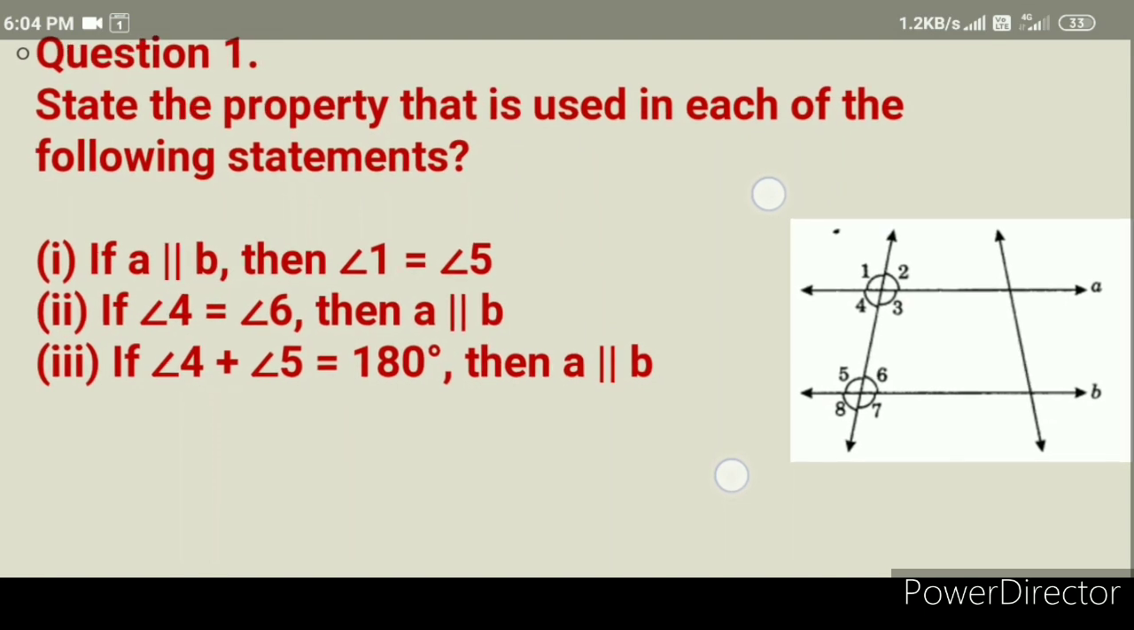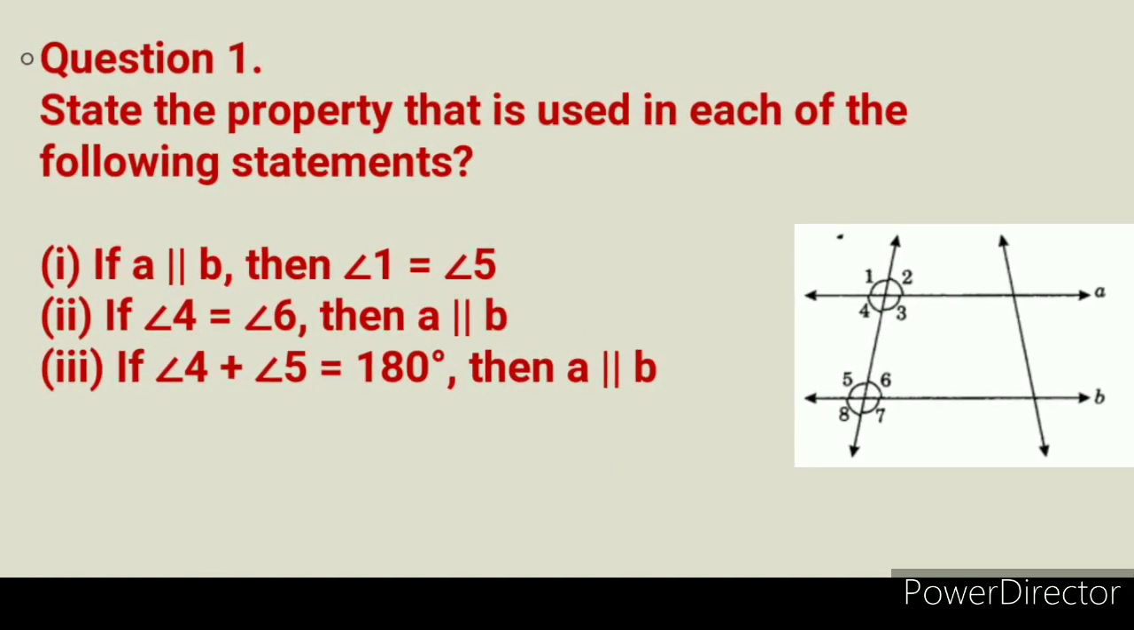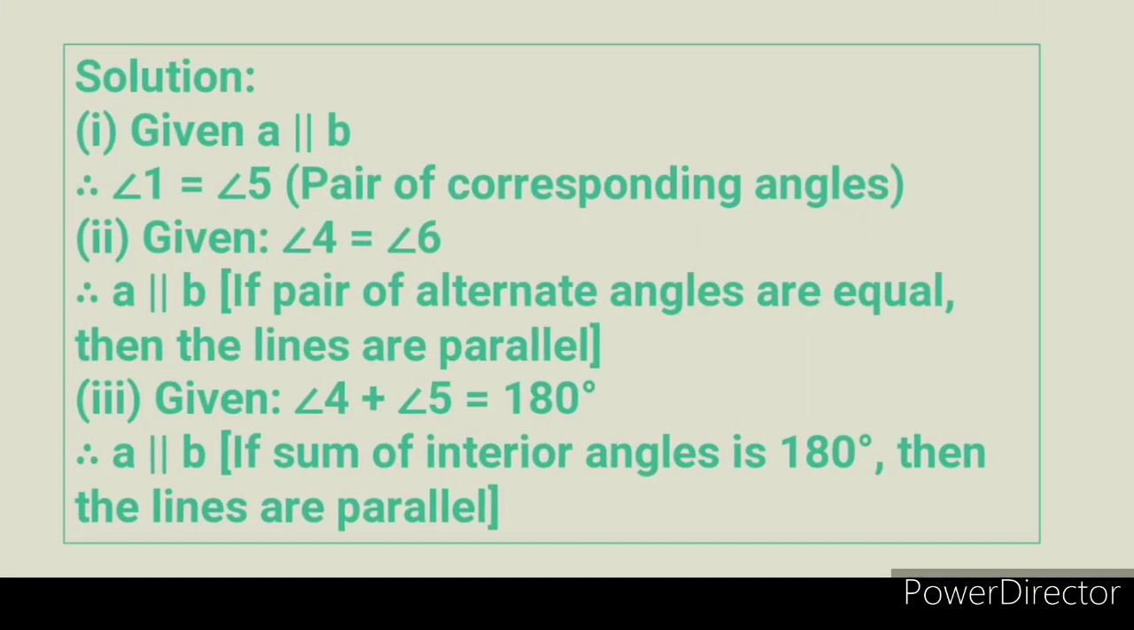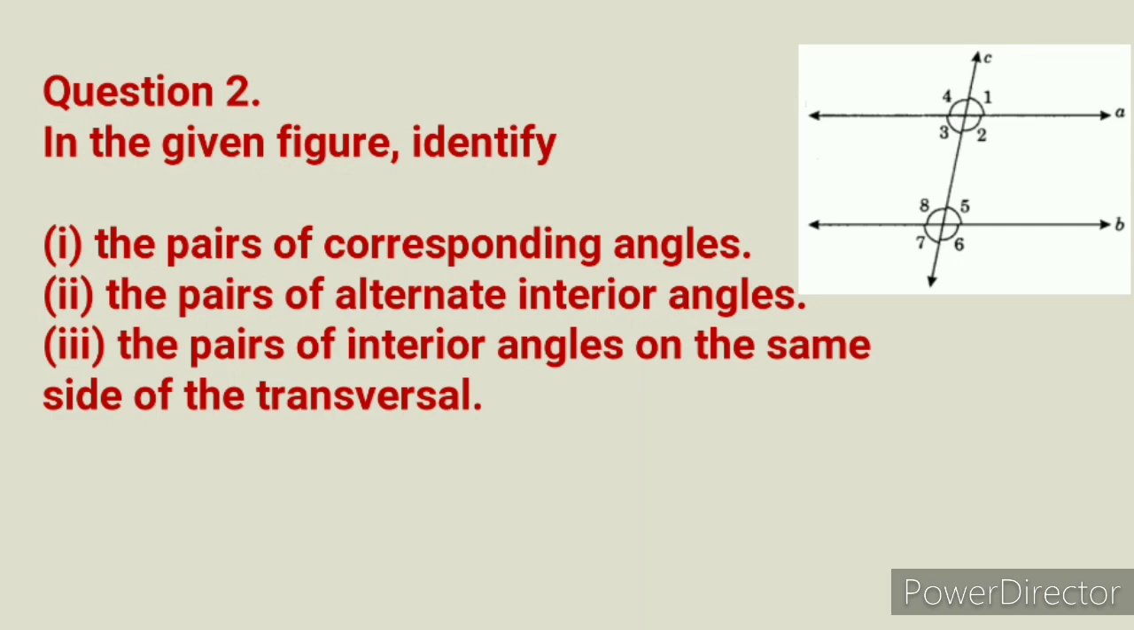That's all. We should just find which category of angles these are. They are given with a property, and we should name the type of angles. Okay, copy down the solution. See, the given angle 1 equal to 5 is a pair of corresponding angles. Second one, a pair of alternate angles. Third one, the sum of interior angles is 180 degrees. Okay, question 2 is very easy.